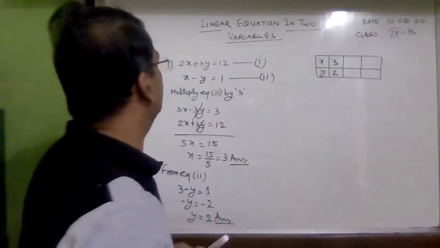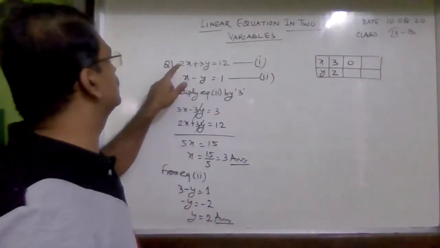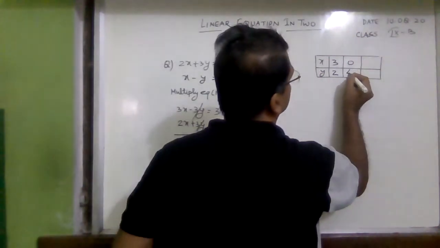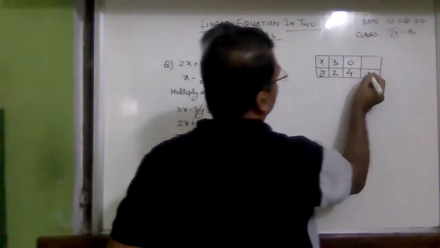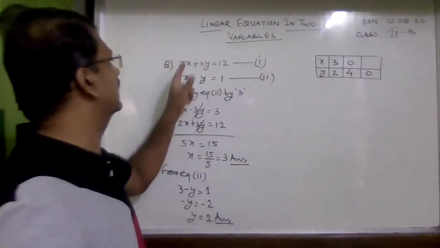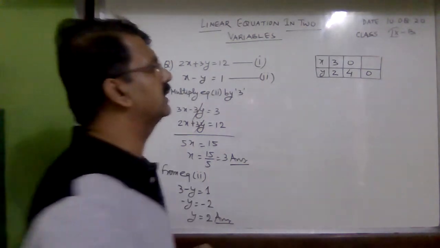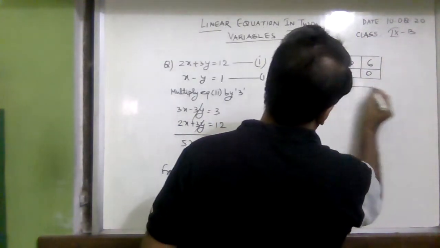And then you put x is equal to 0. When you put x is equal to 0, 3y is equal to 12, y is equal to 4. Clear? And then you put y is equal to 0. When you put y is equal to 0, this expression will go 2x is equal to 12, so x will be equal to 12 upon 2, that is 6. Okay, then make another table.